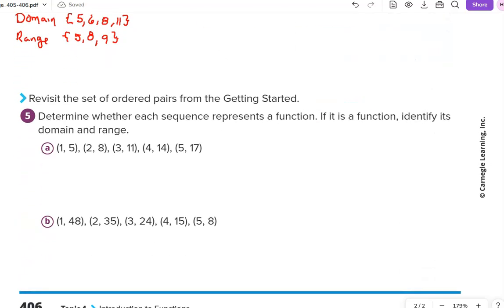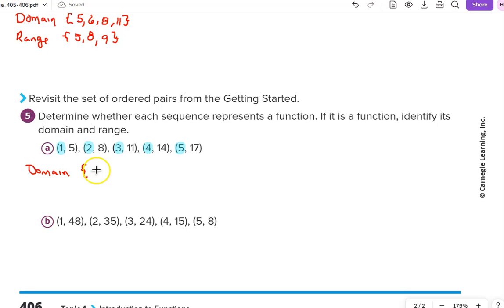Okay, now it says, determine whether each sequence represents a function. If it's a function, identify its domain and range. So I am going to do 1 for you. So I'm going to highlight my inputs or my domains. Okay, I notice that I don't have any repeating inputs. If I don't have any repeating inputs, then it is a function. So if I had 1 twice on my input, it would not be a function, but I don't. So I'm good. So now I'm going to write my domain.